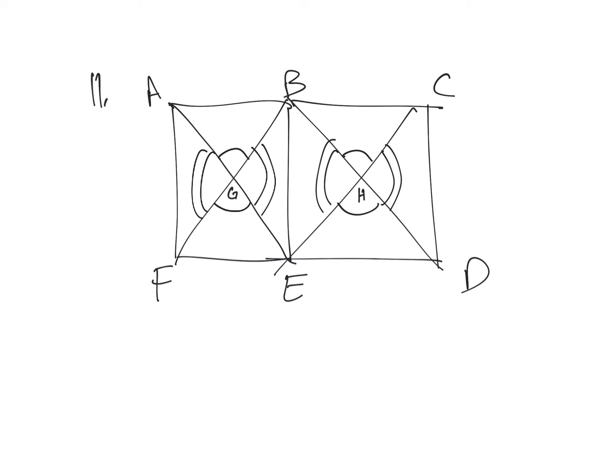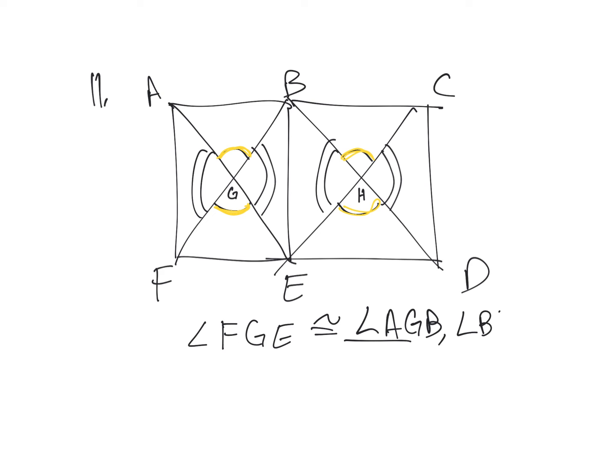Name all the angles that are congruent to F, G, E. Okay, all the angles that are congruent would be all the ones with a single arc. So there's 3 more. So you would have to put angle AGB, angle BHC, and angle EHD. Anybody get them all? Okay.